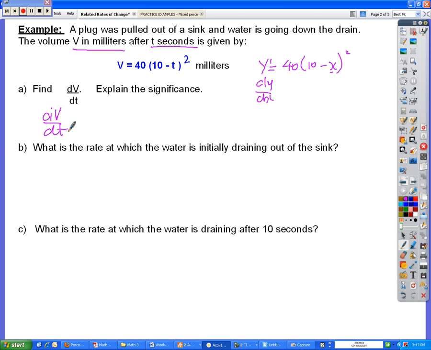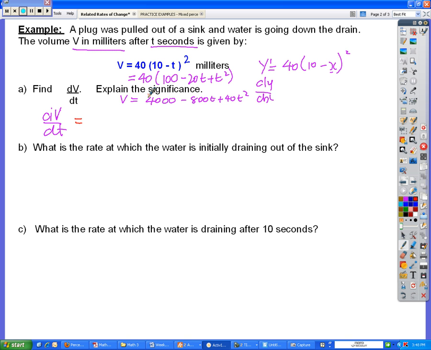All right, what do you want to do here? We could do a few things. We could expand this, couldn't we? Let's do that. We've got 40 outside (100 minus 20t plus t squared), and let's neaten that off. What do we get? 4,000 minus 800t plus 40t squared. So there's our expression for V. I think we're ready to find dV dt now. So let's get that nice simple three-term polynomial.